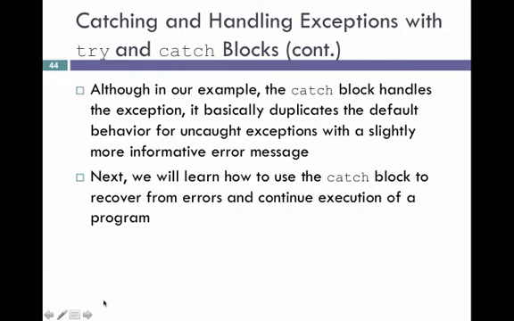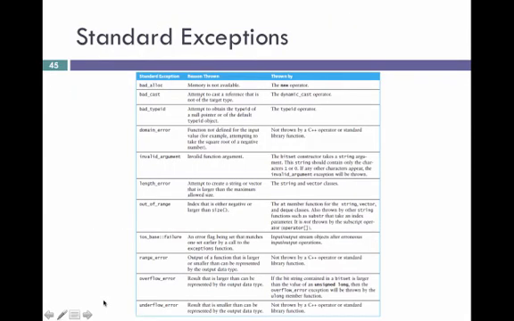Now in our example, the catch block handles the exception. It basically duplicates the default behavior for uncaught exceptions, just with a little bit more informative error message. We don't always have to abort the program. Let's look at some examples. Now here are some standard exceptions defined in C++, the reason they're thrown, and what kind of operators will throw these errors. So pause and take some time to look over this list and see if you can think of instances where you could expect these kinds of exceptions.